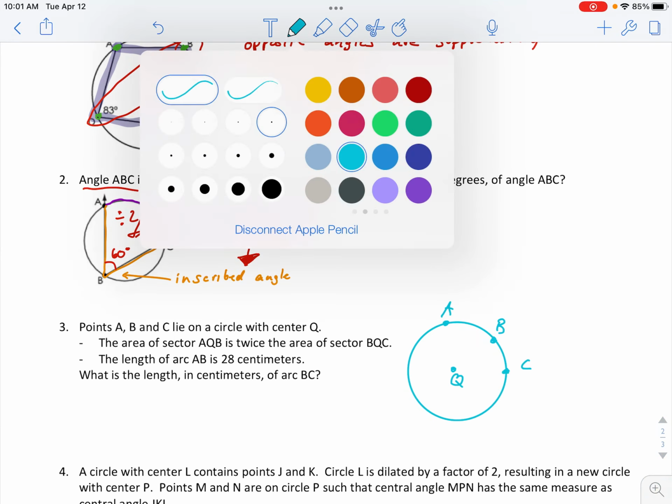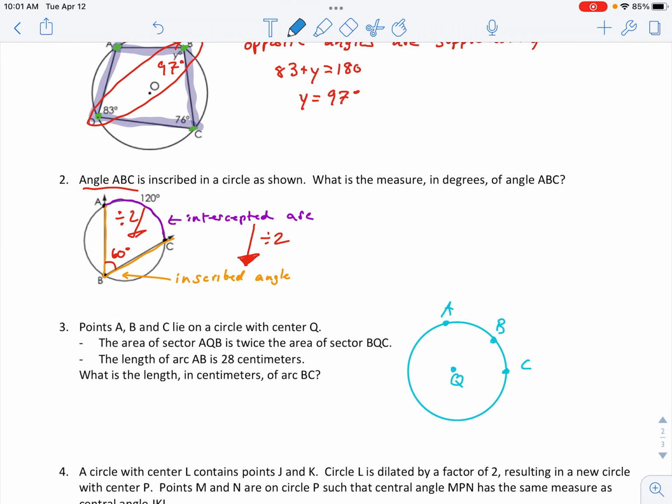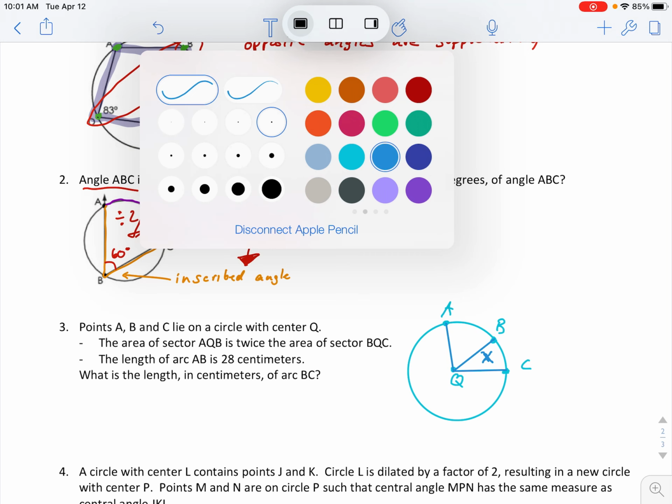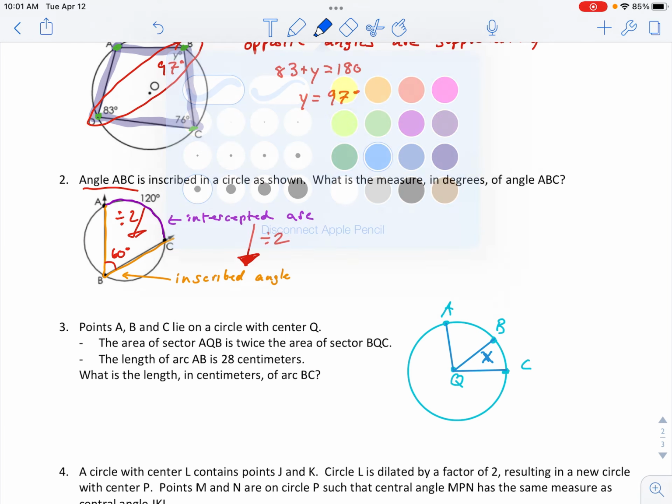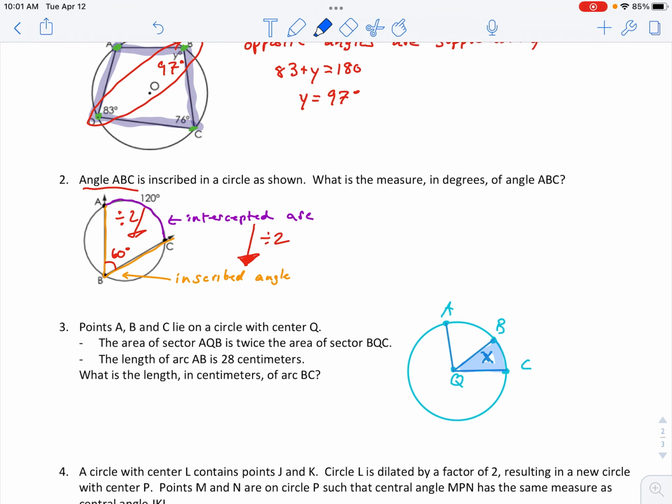All right. The sector ABQ is twice the area of sector BQC. So that means that if this has some area X, and remember, a sector is like a pizza slice, so that pizza slice is X. That means that since this pizza slice is double it, it will be 2X.